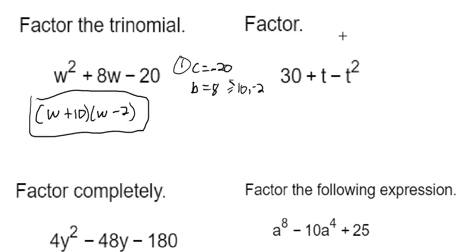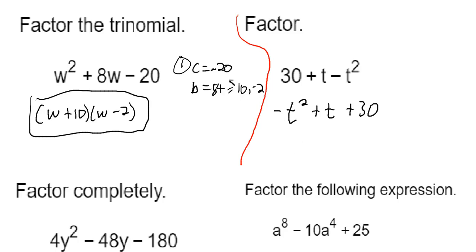For this one, you want to write it in order from highest to lowest power. So it'll be negative t squared plus t plus 30. Make sure when you move these terms around, you take the sign of those terms with them. This one we cannot factor using the same method as we have here, because there's not a 1 in front of the t squared, it's a negative 1. So before we can use this method, we have to factor out that negative.